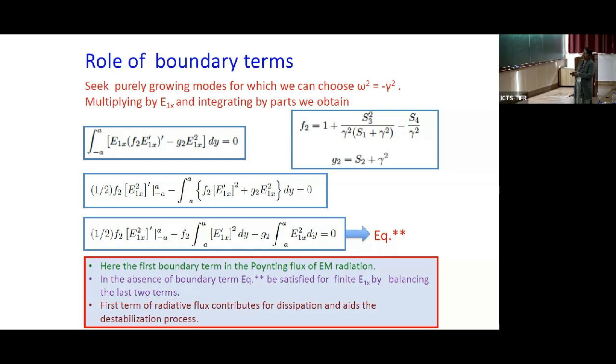So these boundary terms, in fact, just reverse the physics. And this needs to be improved furthermore. And the calculations are just showing the effect. And so basically, the first term of the flux here contributes to the dissipation and aids the destabilization process.